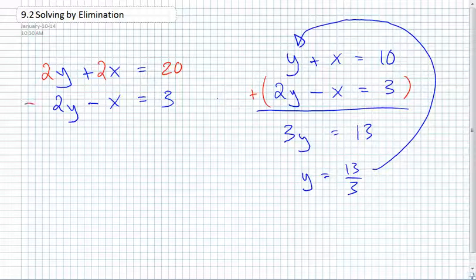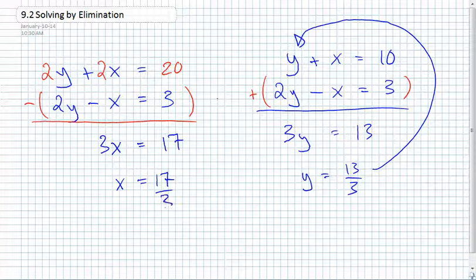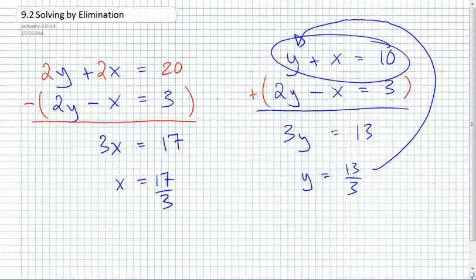So if I subtract those, I go 2y minus 2y is 0. And then 2x minus negative x is the same as 2x plus x, so that's 3x, equals 20 minus 3 is 17, and then x is simply 17 over 3. So that's another way to get what the x is. I could have substituted up to this equation and got x equals 17 over 3, or I eliminate the y and get x equals 17 over 3. Both work. I kind of did that in the example in class today as well.